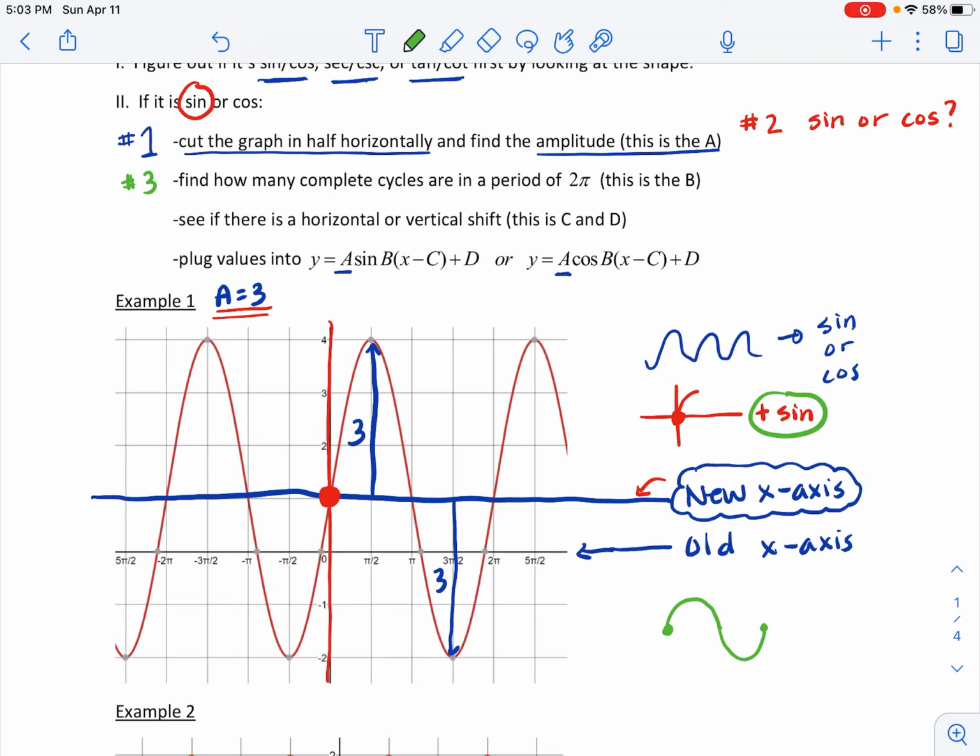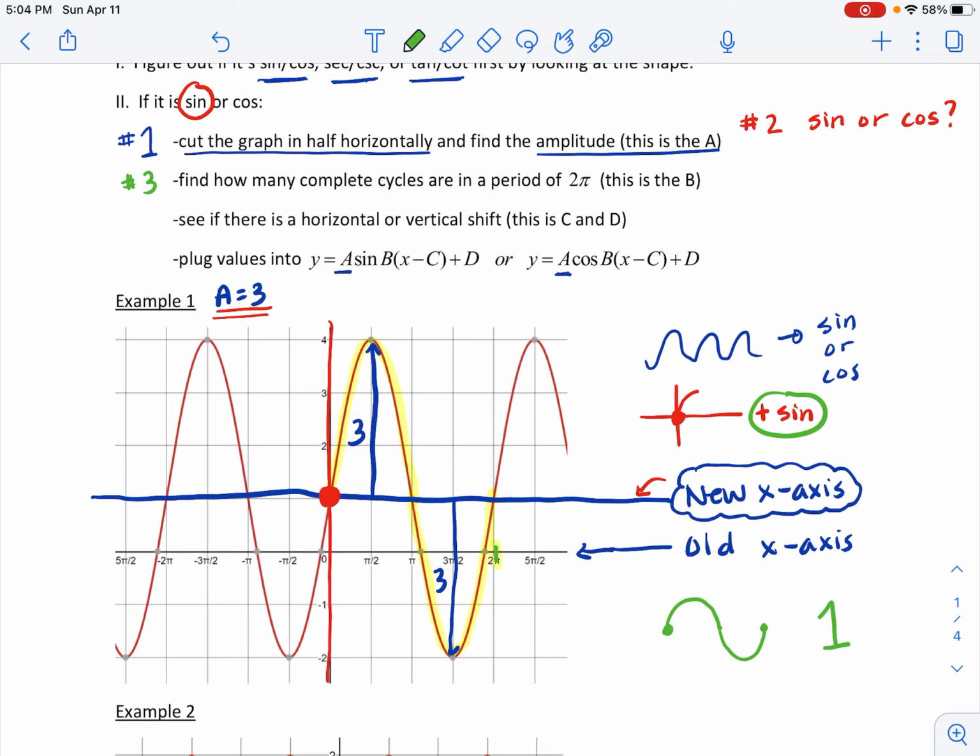So I want to look at how many of these shapes I can fit in a period of 2 pi. Well, look, here's 2 pi. I'm going to highlight it. I'm going to start at 0, 0, go up, back to 0, and then all the way down and back up to 0 again. And that's where 2 pi completed itself. So how many of these shapes were able to fit in a period of 2 pi? This time, my answer is only 1. I was only able to get one of those shapes in there.